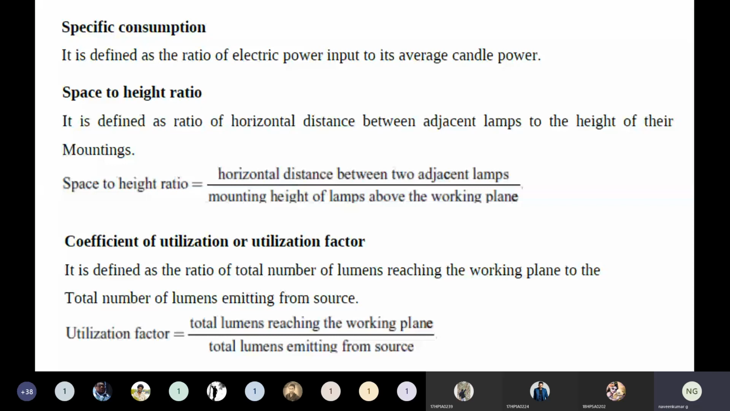For example, you are switching on a light, you want your light to fall on your working table. So the total lumens reaching the working table to the total lumens emitted by the source, your tube light, it is defined as utilization factor.